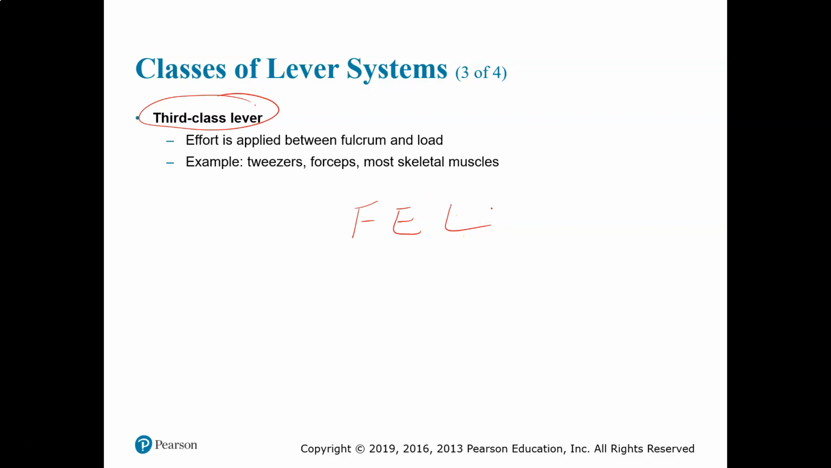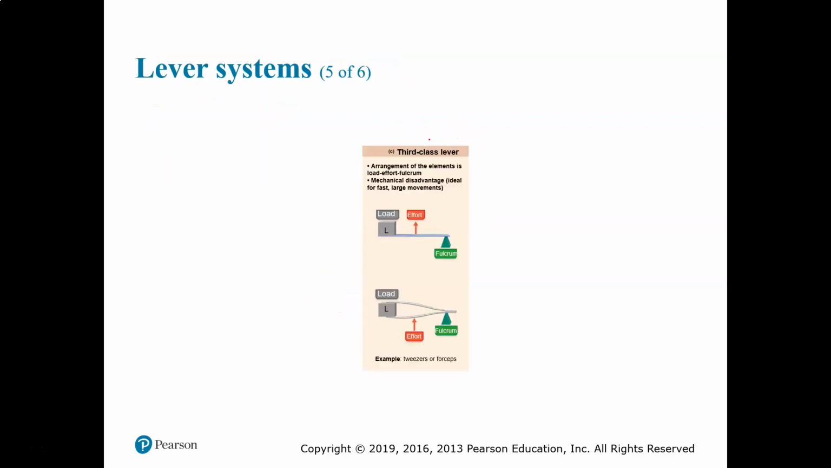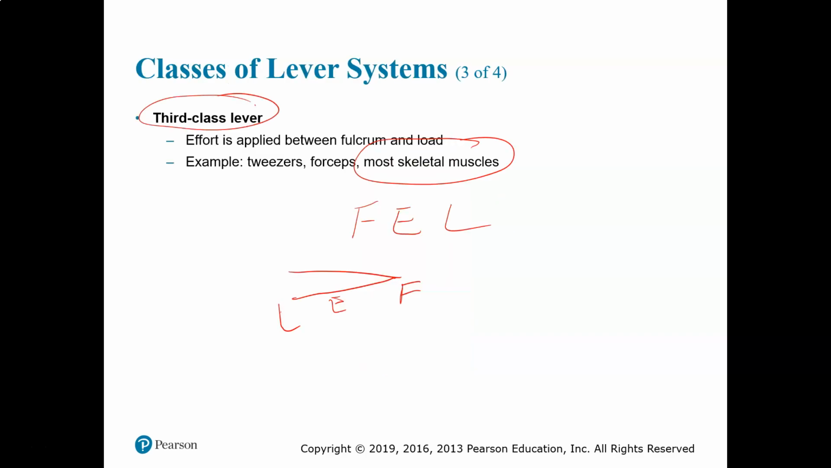Then a third class lever is when you have the fulcrum, the load, and the effort in the order where the effort is in the middle. So tweezers, where you have a fulcrum here, and then the load is here, and then the effort is usually you put your fingers in the middle of the tweezers. Forceps and most skeletal muscles are third class levers. So that would be LEF. Yeah, it shows that's where it shows LEF. I did it right.